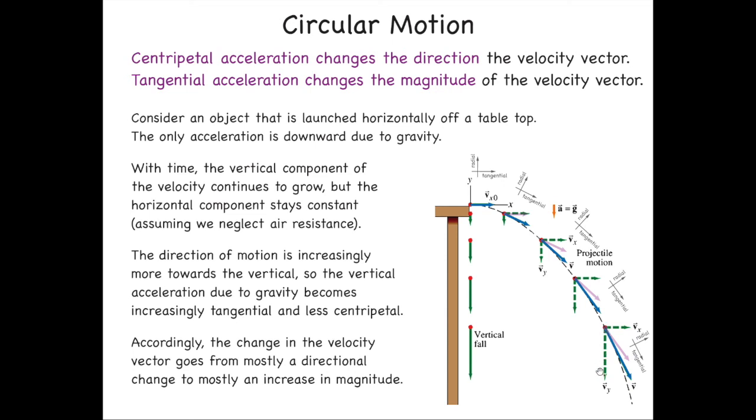If you look at the downward acceleration due to gravity in this now greatly rotated coordinate system, where tangential is pointing nearly straight down, you can see that the tangential component of the acceleration is now substantial. That means that there's now quite a bit of tangential acceleration, and remember, tangential acceleration changes the speed of the object, but not the direction. So as we fly further and further along this parabolic path, the change in velocity vector goes from being mostly a directional change to mostly an increase in speed, in magnitude.